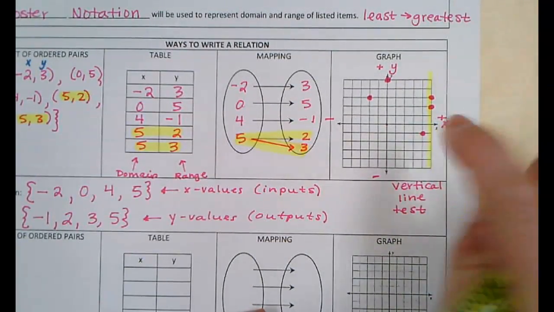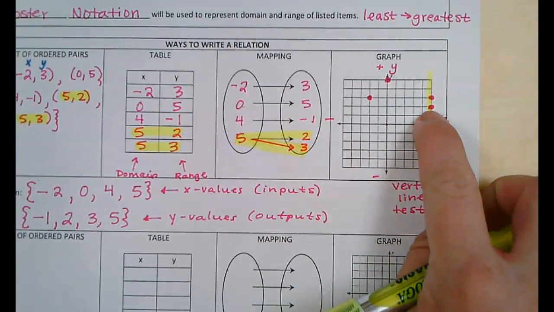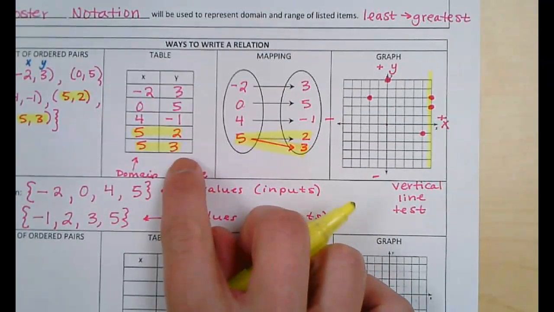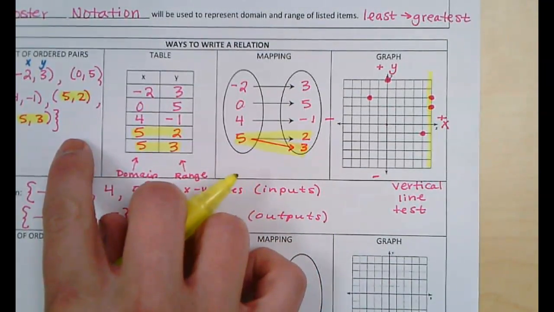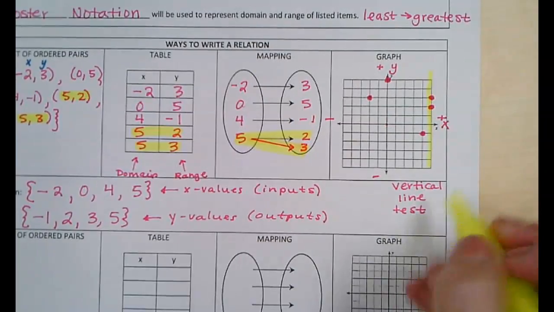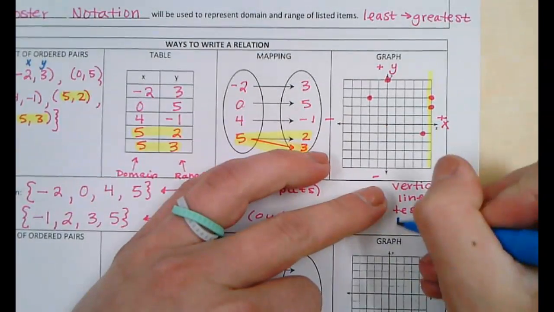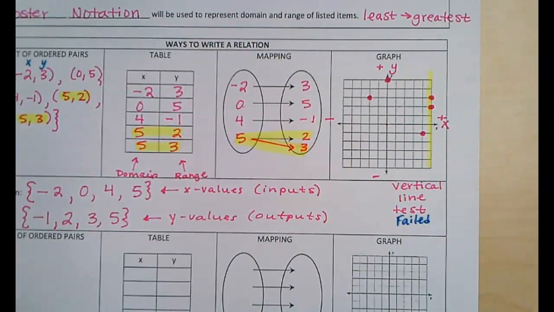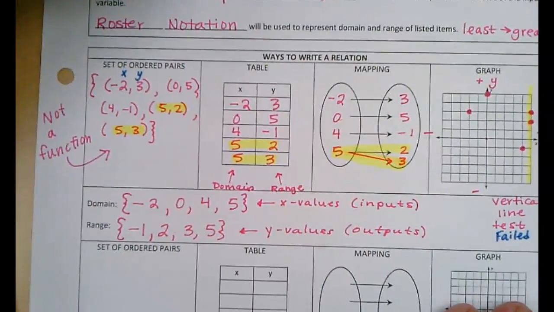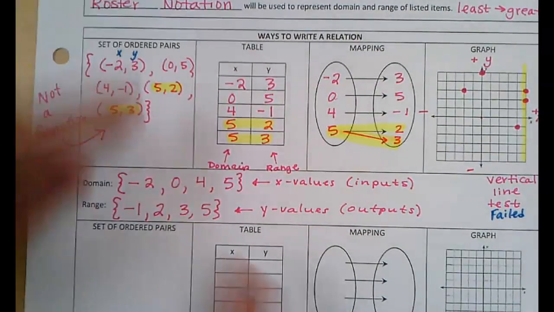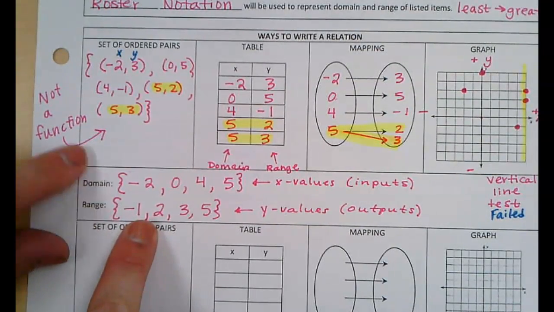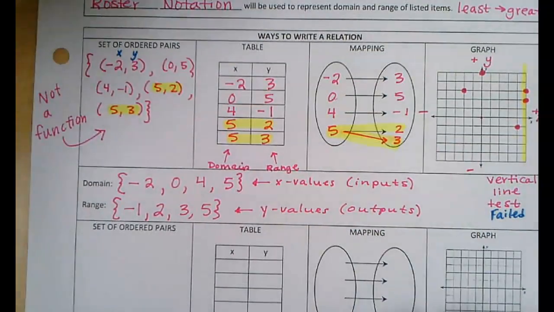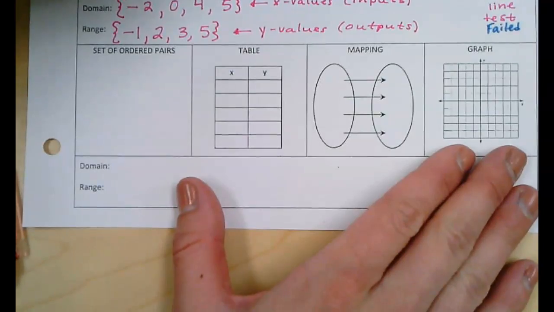And if you look at those points, it is 5, 2, and 5, 3. The same exact points here that are mapped out with different outputs. So this vertical line test has failed. Therefore, it is not a function, but we could see that from our set of ordered pairs as well. You can still list domain and range, but this relation is not a function. Let's look at another relation.